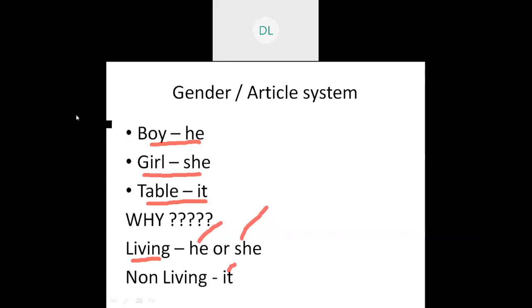But will this system also work in German? How different is it in German? Let's proceed and check it out. But again, before we proceed, I'm repeating in English: we categorize on the basis of living and non-living. If it is living, he or she. If it is non-living, I directly put it.